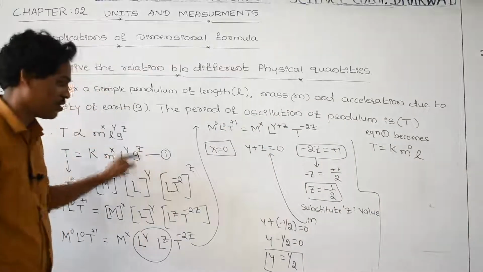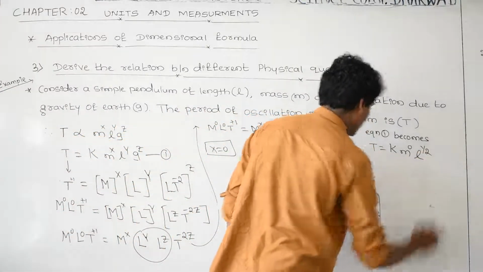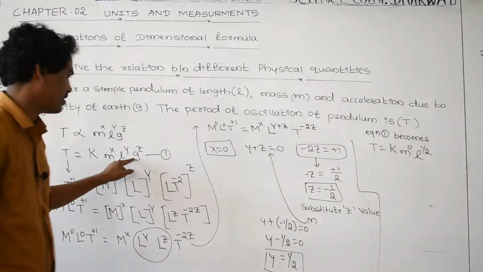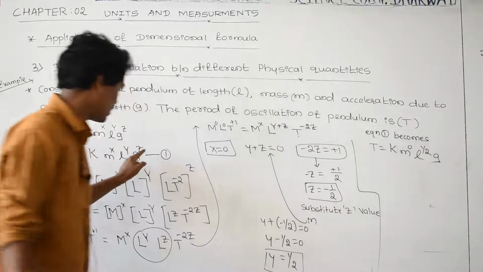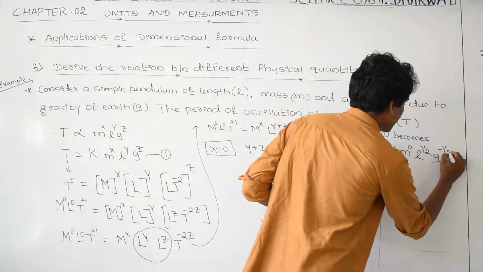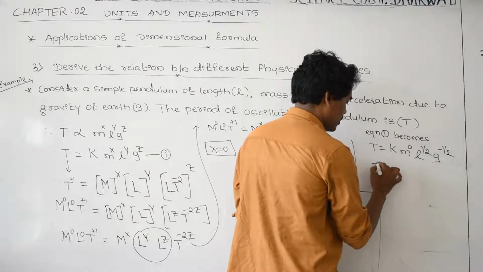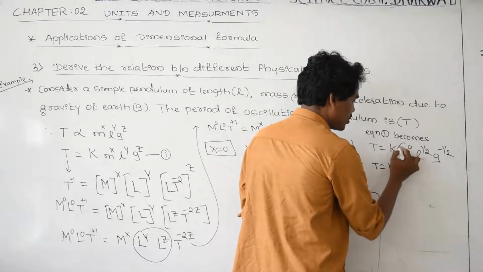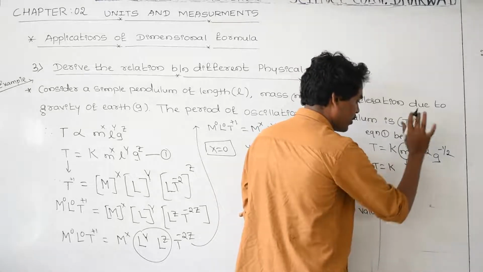What is y? Y is equal to 1 by 2. Next, what is g? G as it is. What is z? Z is equal to minus 1 by 2. M raised to 0 means 1. T equal to k into its value is 1. Its value is 1, therefore remove it.